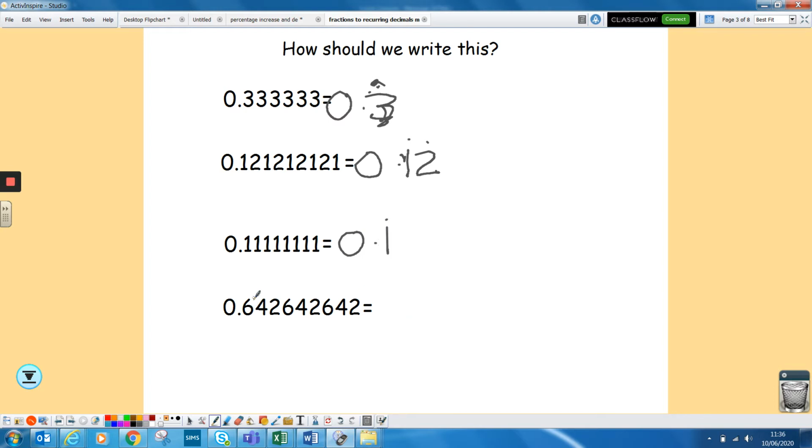This one, when you've got a few more digits, more than 2, so you've got 0.642 is what's repeating. So if you've got more than 2 digits, you just put a dot at the first and last numbers that are repeating. So that is the format we're going to be going into today.